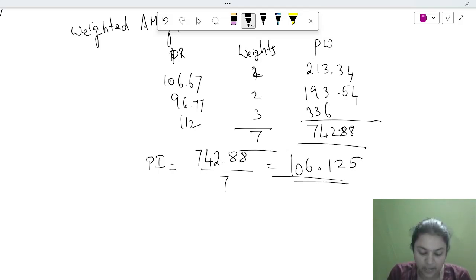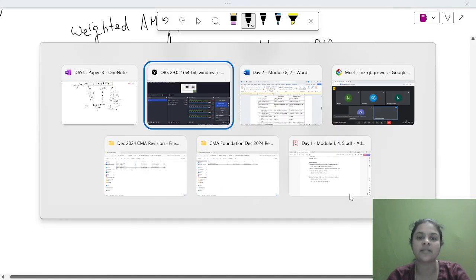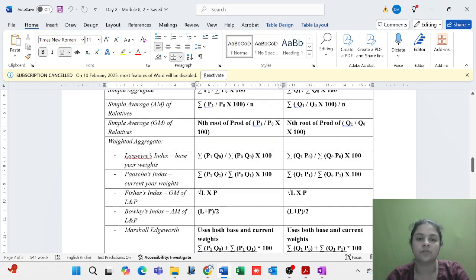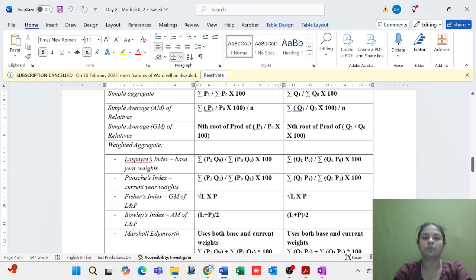Clear? So we have seen the aggregates method, simple aggregates method, simple arithmetic mean of relatives, simple geometric mean of relatives, weighted arithmetic mean of relatives with fixed weights. Clear so far? Yes, friends? Excellent. Yes. So take down the formula once and go through.